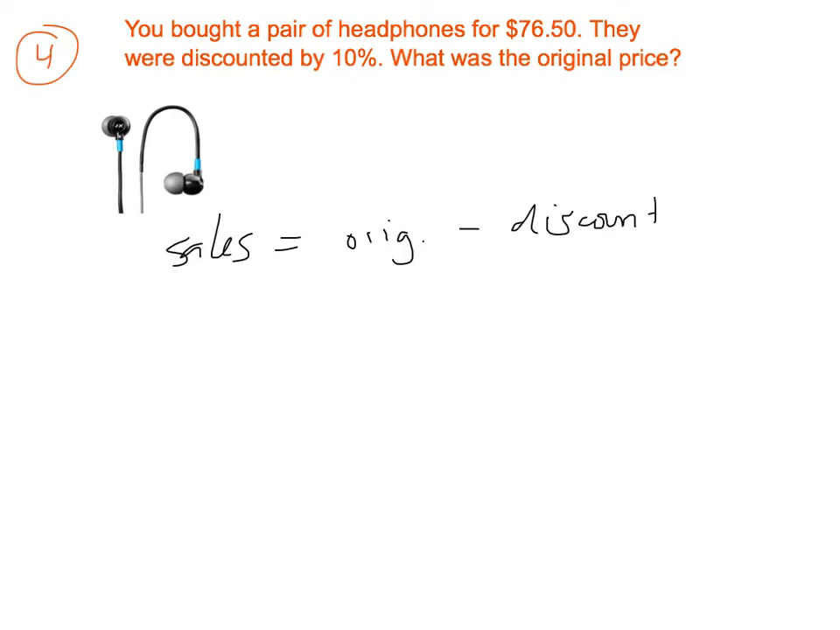Okay, the sales price. Do we know the sales price? Yes, we do. $76.50 equals the original price minus the discount. Well, do I know what the original price was? I don't. So I'm going to use X, minus the discount. Do I know what the discount is? Well, I don't know the discount dollar amount, but I do know the percent.